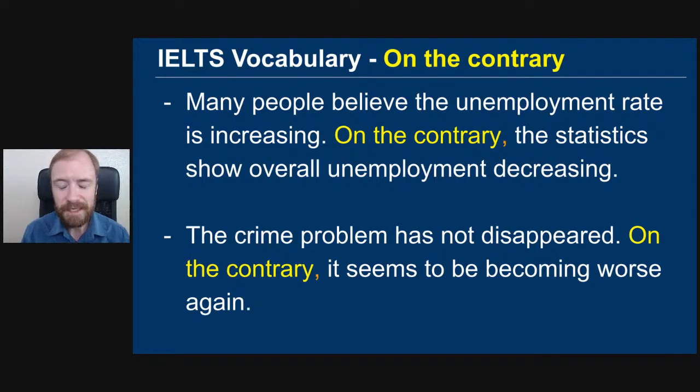The crime problem has not disappeared. On the contrary, it seems to be becoming worse. All right, so the crime problem has not disappeared. It's still there, but on the contrary, we are saying it is there and it is becoming worse. So although these are similar, we want to highlight that it is really bad. On the contrary, it seems to be becoming worse again.